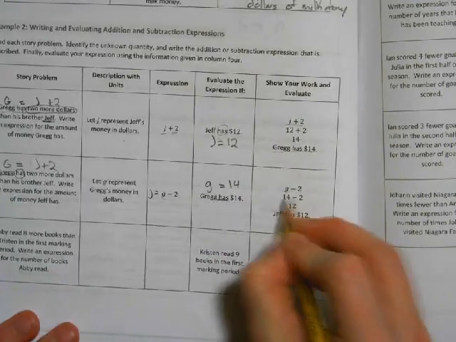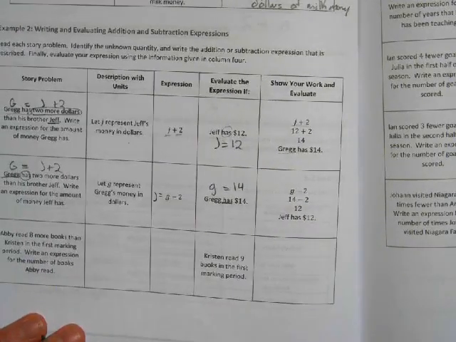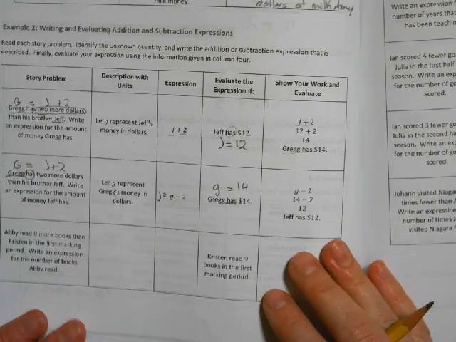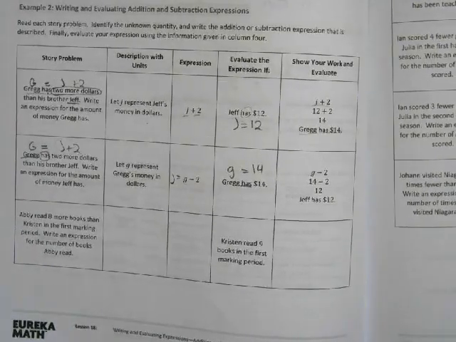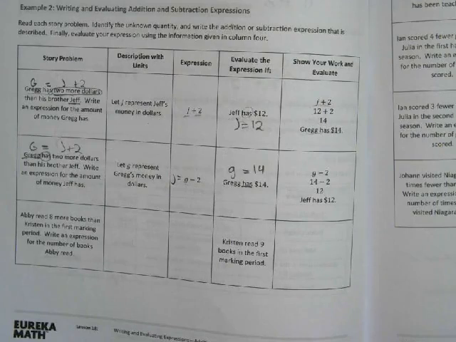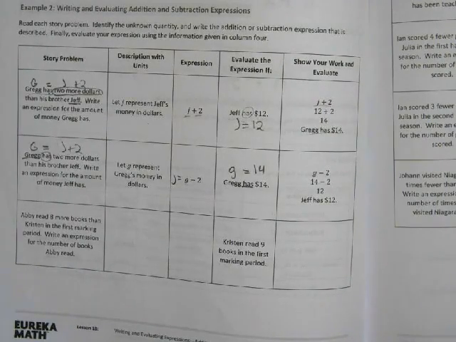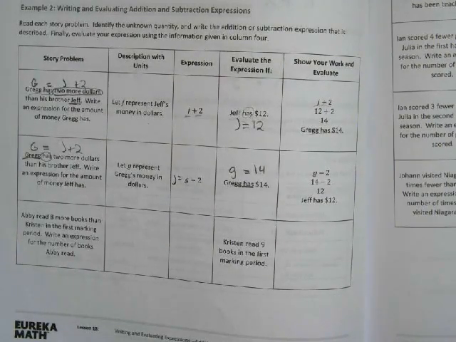And that's 14 minus 2, that's 12, and that tells you Jeff has $12. So let's go ahead and do this first example. And you're going to follow these exact same steps. We're going to do it one way, same problem, do it the other way, and then solve it.